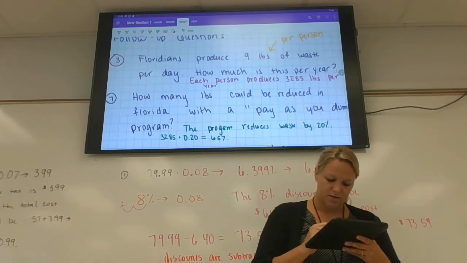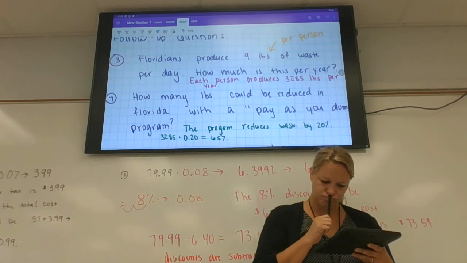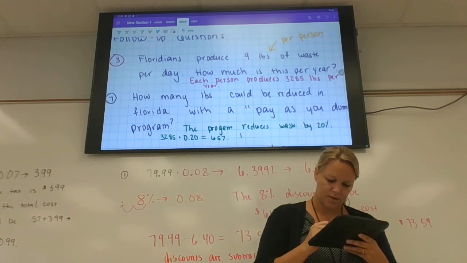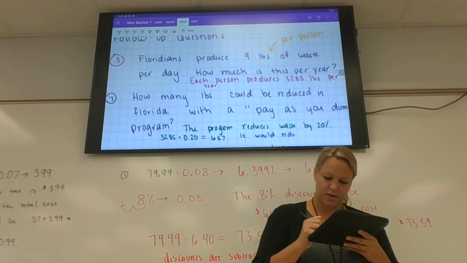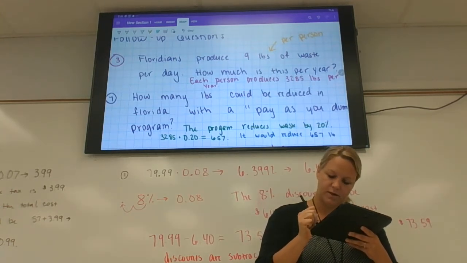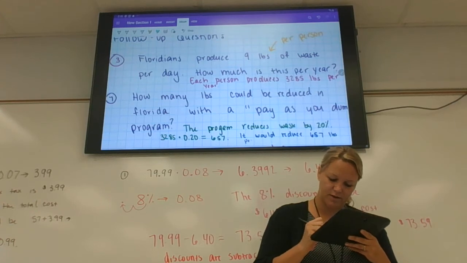Okay. Sorry this is so squished in here. It would reduce 657 pounds per person per year. Seems worth it.